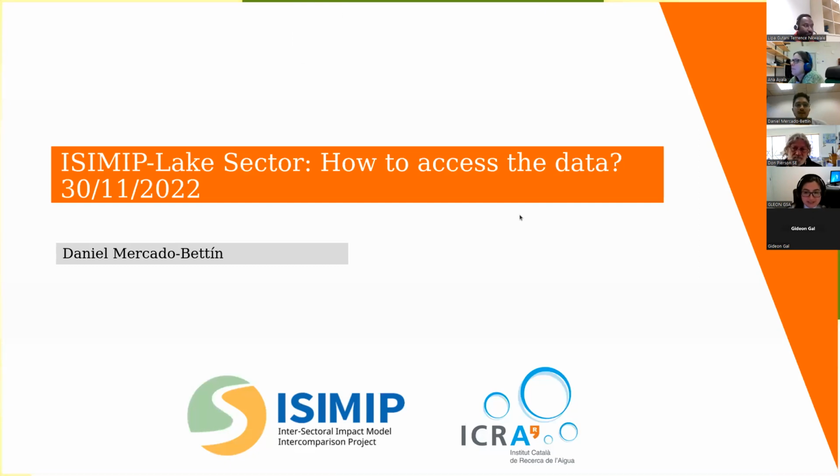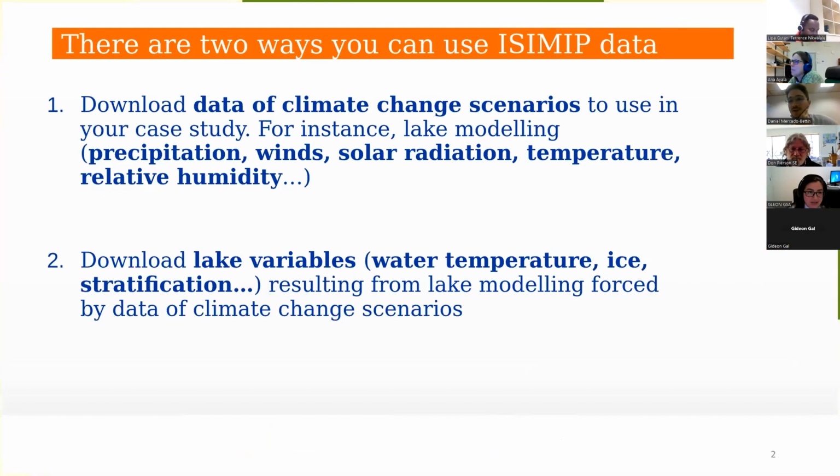Yes. So I'm just now going to talk about two ways that you can use ISIMIP data. The first way is that you can download data for climate change scenarios, so meteorological data that you can use for your case study. For instance, as Don said already, you can use it for lake modeling. So you will find the usual meteorological variables that you need, and then you can apply them and obtain output for your lakes, particular case studies.